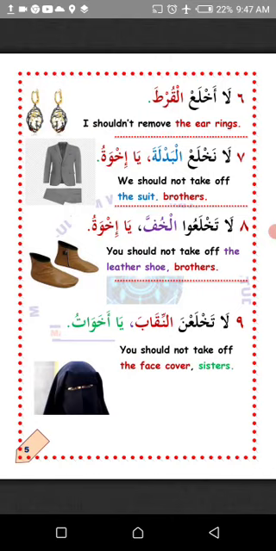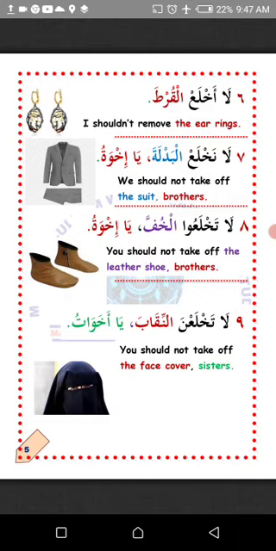Sab'a, number 7. La nakhla il-badla ya ihwa. So the ainun must be given kasra also, so as to avoid the meeting of two sukun at the same time. La nakhla il-badla. We should not take off the suit. Ya ihwa, brothers. We should not take off the suit.